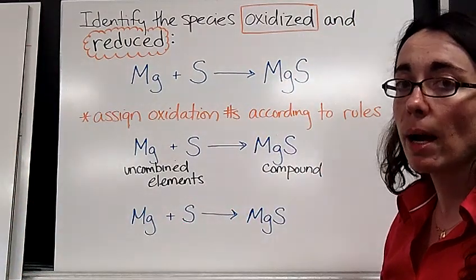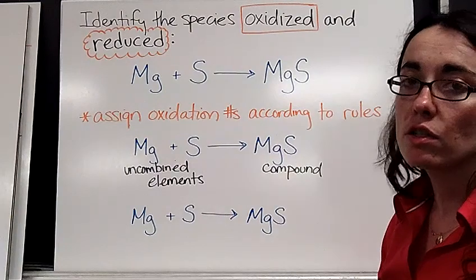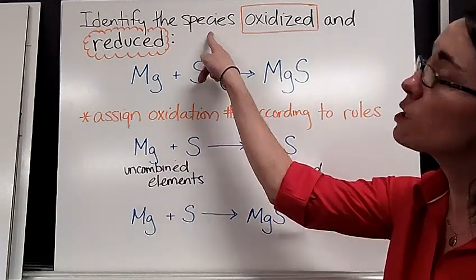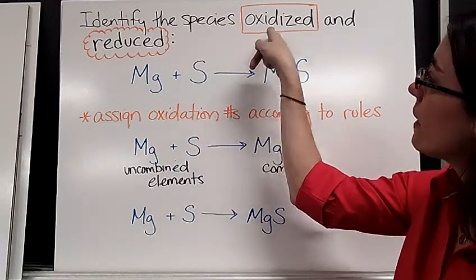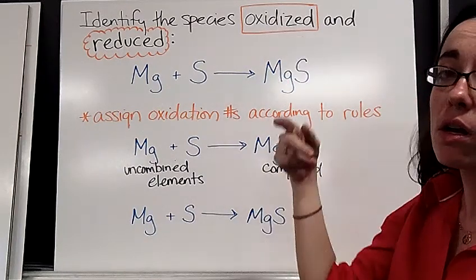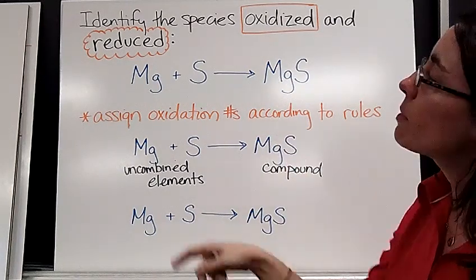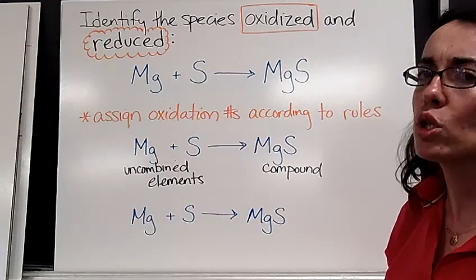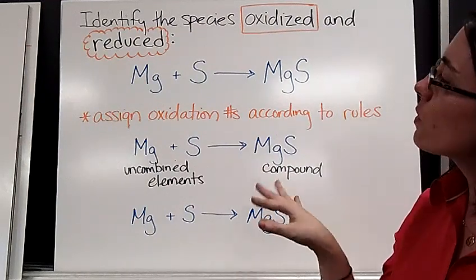Let's start with some problems. What you're going to be asked to do is to identify the species or the element that gets oxidized and then also identify the species or element that gets reduced. So these should be two different things. We'll start with something simple.